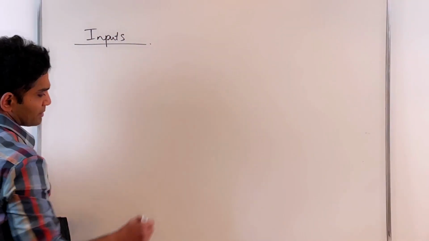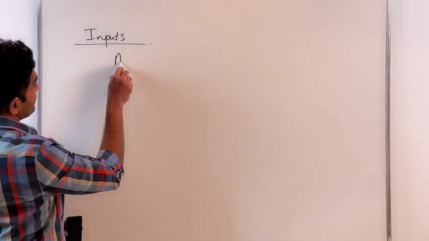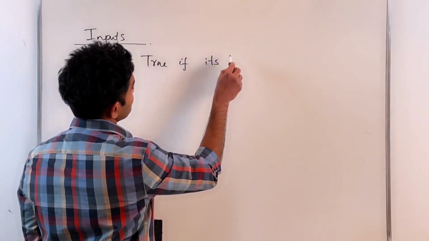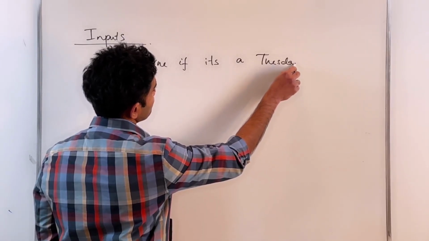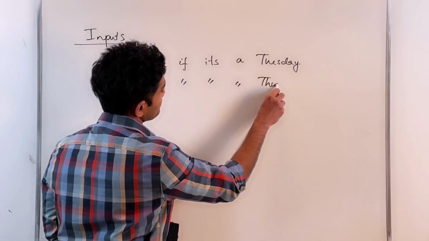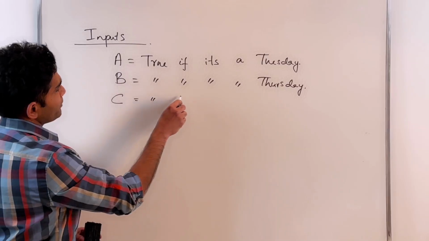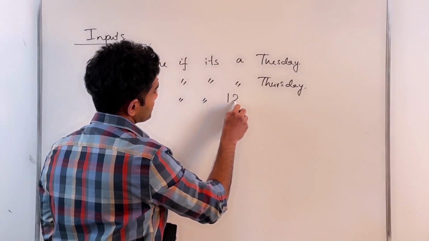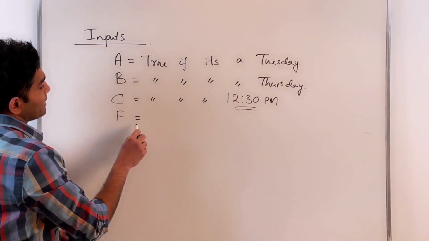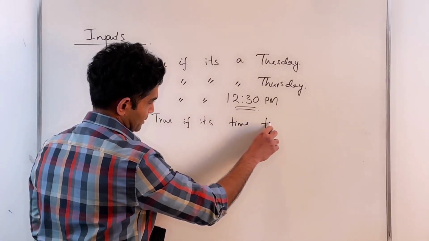Now let's go back to the previous class when we talked about logic. Let's say I give a meaning of A to be true, or A is 1, if it's a Tuesday. And let's say B is true if it's a Thursday. And C is true if it's 12:30 a.m. or 12:30 p.m. And I would define my output F as true if it's time for the class.